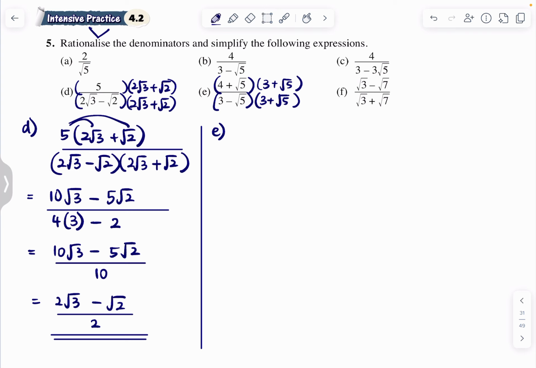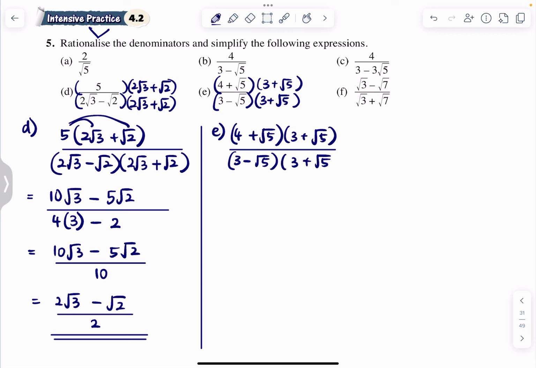Right. So let's rewrite this. Okay, then we expand. So 4 times 3 is 12. Then 4 times this is 4 √5. Then this times this is 3 √5. √5 times √5 is just 5.